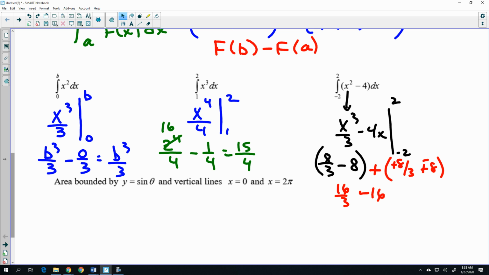Let's look at a picture. So we can see it's a parabola that is moved down 4. And I'm finding from -2 to 2, so I'm finding from here to here. So what does a negative area really tell you? It's below the x-axis, right? So I could counteract that by switching the sign of everything.